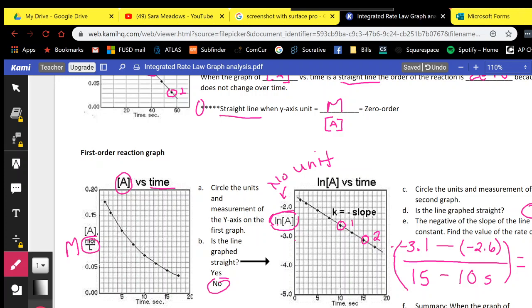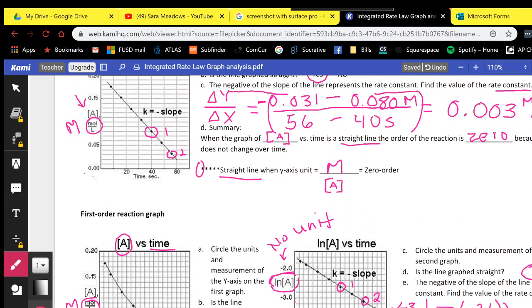So when the graph of the natural log of A versus time is a straight line, the order of the reaction is first order. So we get a straight line when the y-axis unit is 1/seconds, or excuse me, no unit. We get no unit, it's first order. Or if you see the natural log of A and it's a straight line, it's first order.